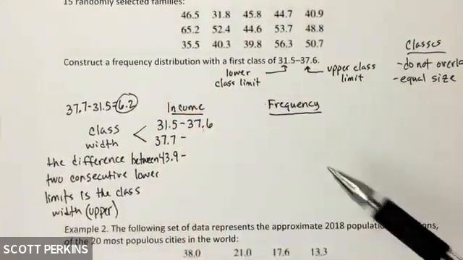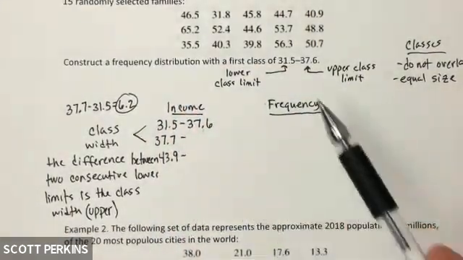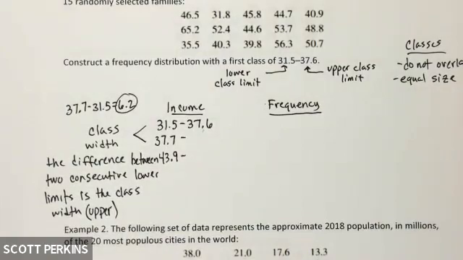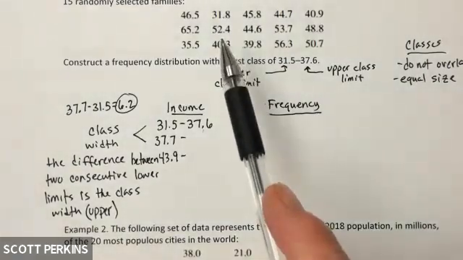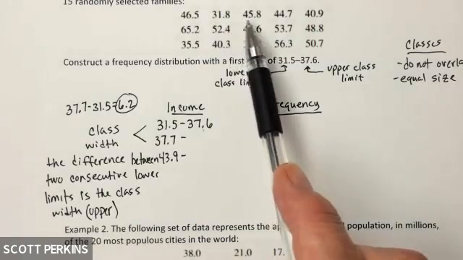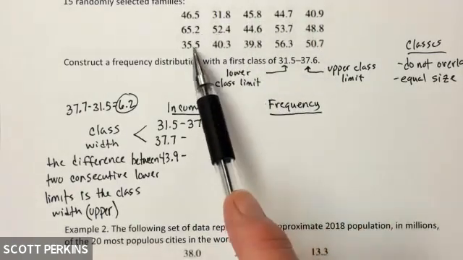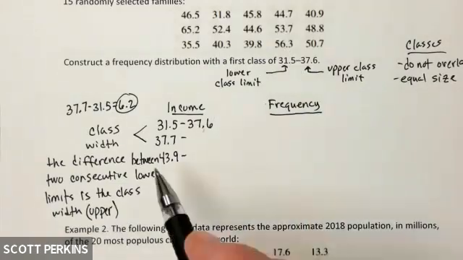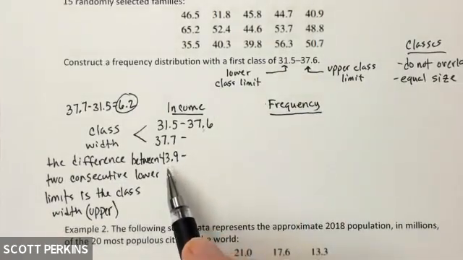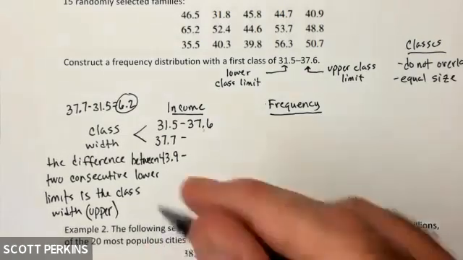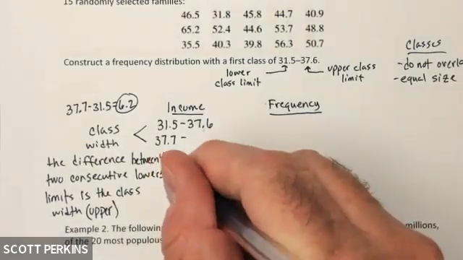And I'm going to create classes until I get to a class that's bigger than my biggest piece of data. So what's the biggest piece of data in this list? Let's see. I've got a 65.2. Is there something bigger than that? No, that's the biggest one. So let's keep going. What do I get when I add 6.2 to 43.9? 50.1. Thank you so much.